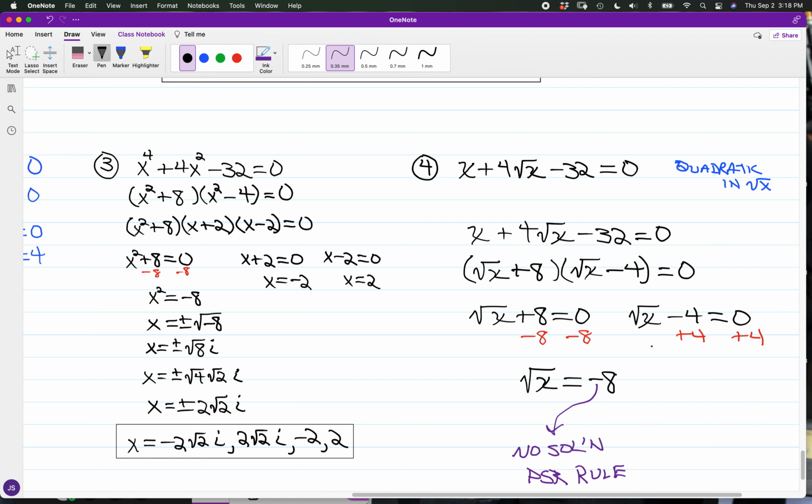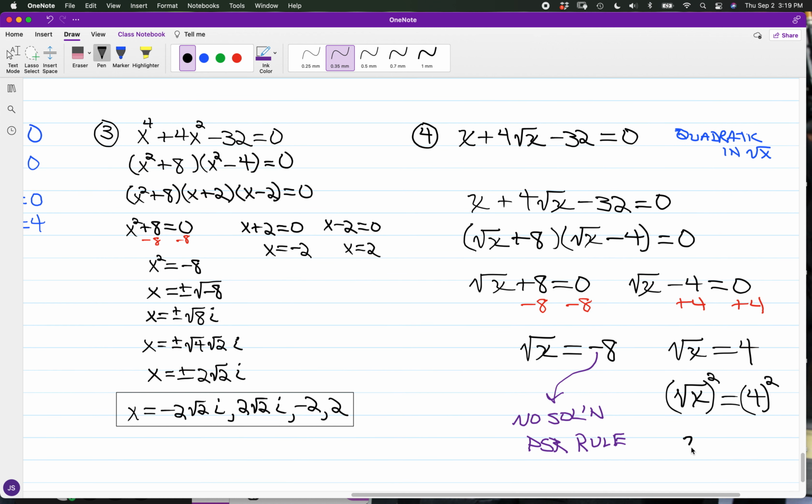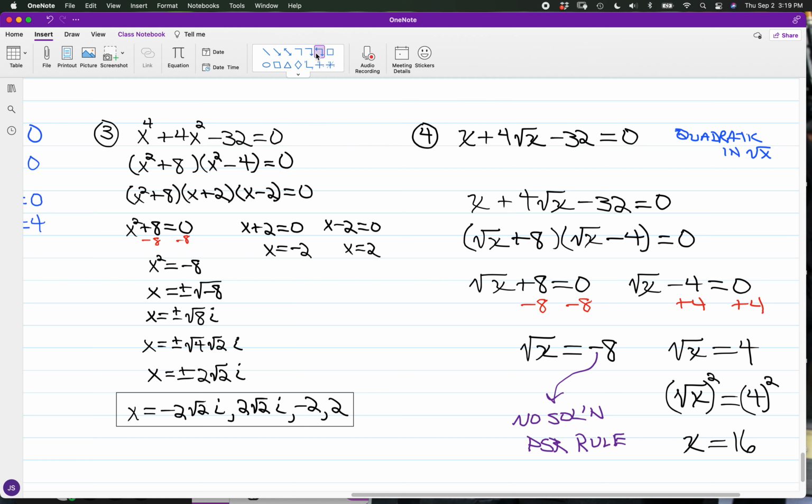Now on the other hand, with the square root of x minus 4 equal to 0, adding 4, I have the square root of x is equal to 4. Now I've got a square root expression set equal to a positive 4, and the principal square root rule does allow that. So I can solve for x upon squaring both sides. The square root of x squared is x, and 4 squared is 16, and this is going to be our only solution.